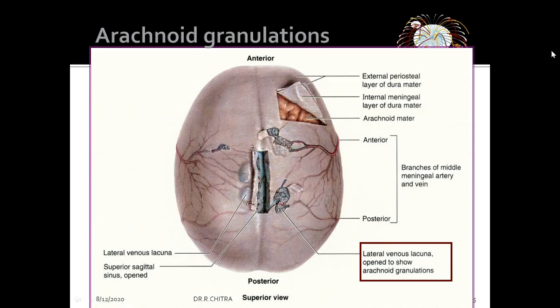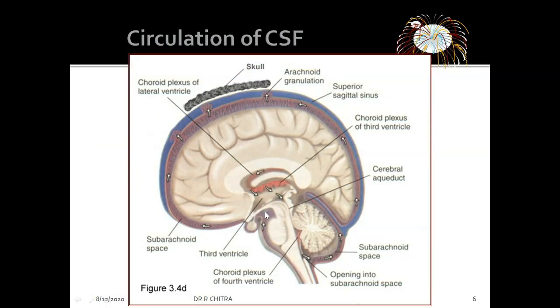So these are the arachnoid granulation tissue. You can see these projections, they are the arachnoid granulations. These arachnoid granulations absorb the CSF so that it drains into the dural venous sinuses, especially the superior sagittal sinus, which is receiving the CSF.